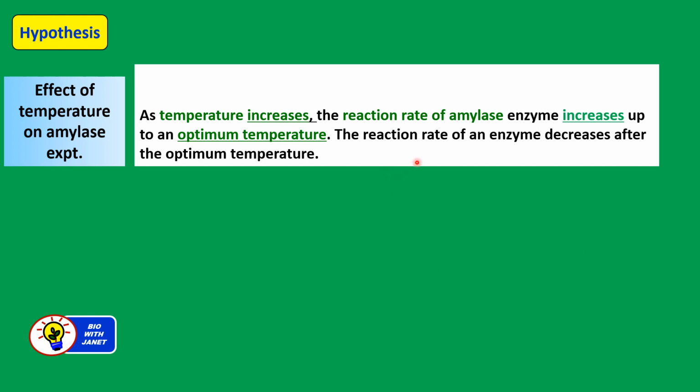As MV increases or decreases, RV increases or decreases. So as temperature increases, the reaction rate of amylase enzyme increases up to an optimum temperature. The reaction rate of an enzyme decreases after the optimum temperature. So this hypothesis is for the experiment whereby we study the effects of temperature on the rate of reaction or on the activity of the enzyme amylase. Okay, it's written here. So this is another type of experiment, okay, where we use this different format.